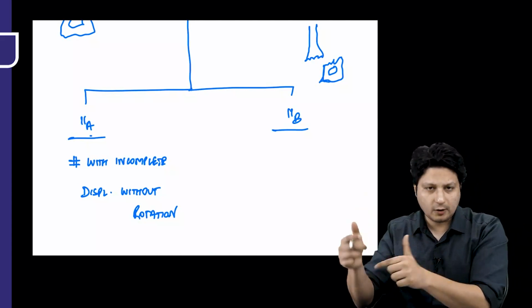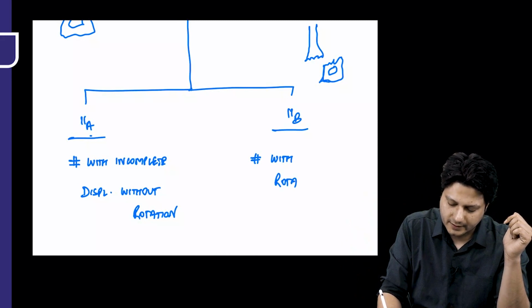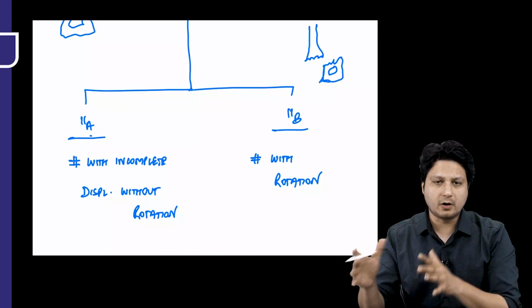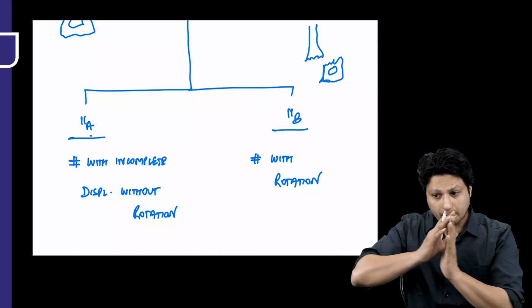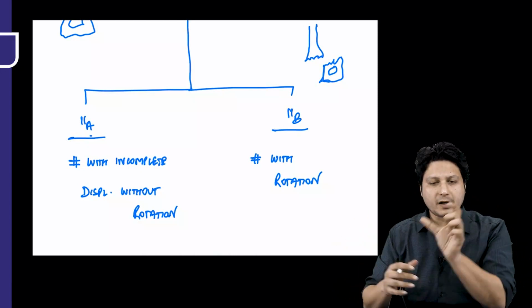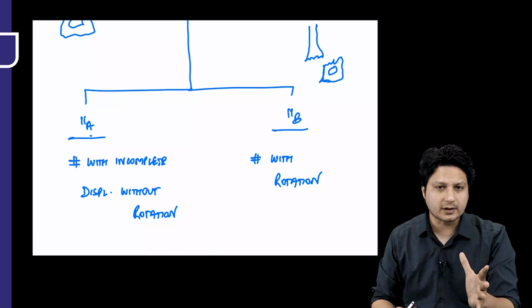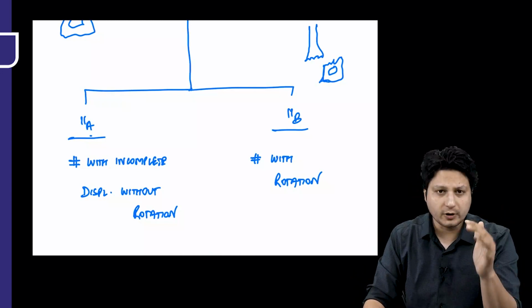But in type 2B, obviously, there is going to be a fracture with rotation at the fracture site. So this is how Gartland has classified the fractures into three different types. If supracondylar fracture is undisplaced, it is type 1. If it is completely displaced, it is type 3. If there is rotation with displacement, it is type 2B. If there is no rotation with a certain amount of displacement, it is type 2A. So hopefully you have understood.